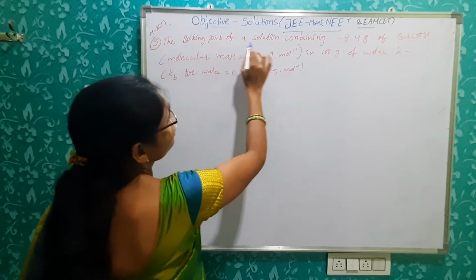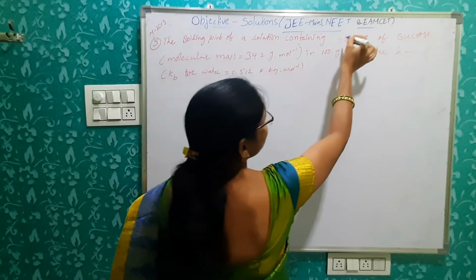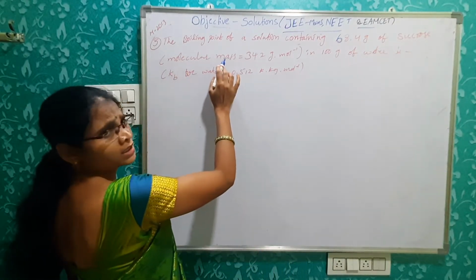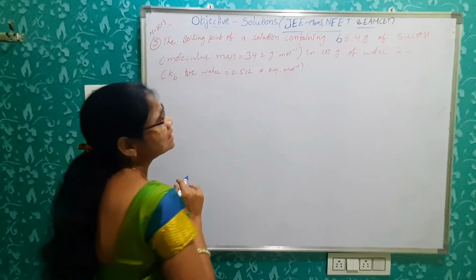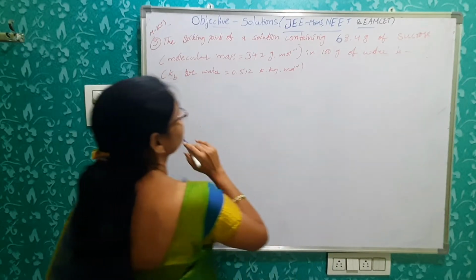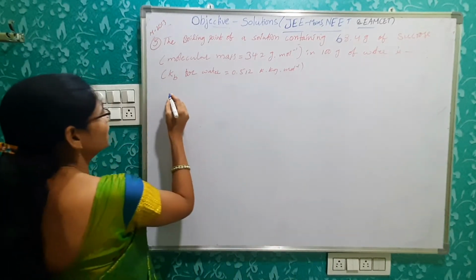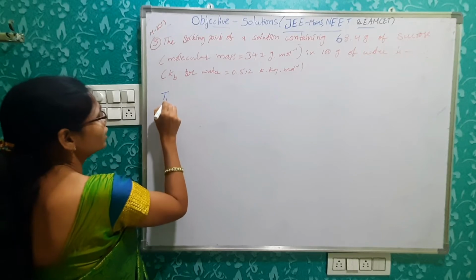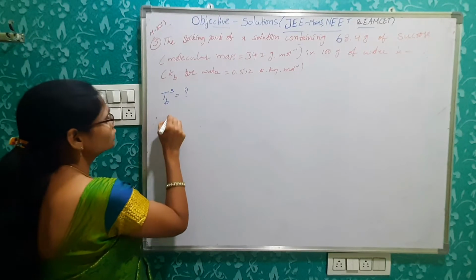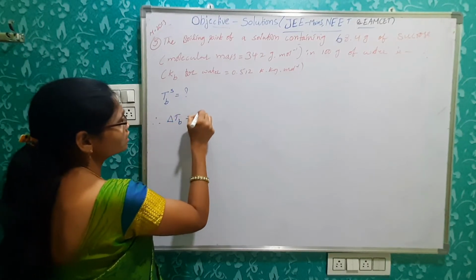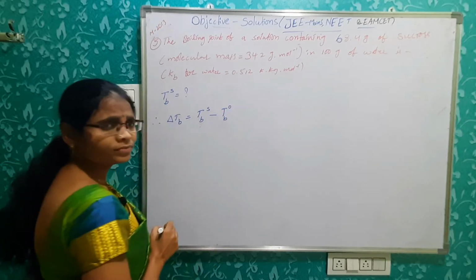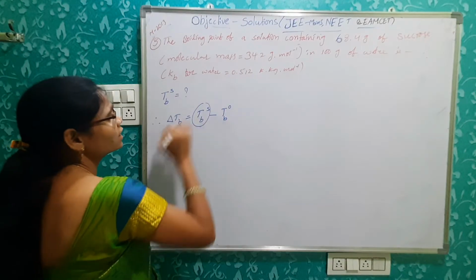The boiling point of a solution containing 68.4 grams of sucrose, molecular mass or gram molecular weight given as 342 gram per mole, in 100 grams of water is, so we have to calculate what? Simply, boiling point of solution. So therefore delta Tb, elevation in boiling point, is equal to boiling point of solution minus boiling point of solvent. So we have to calculate this one.